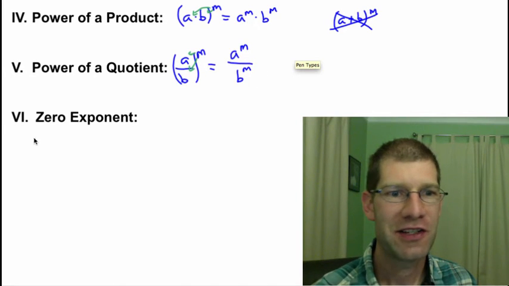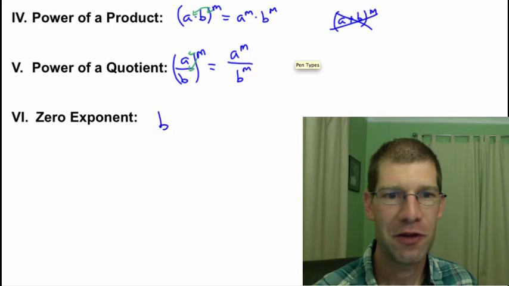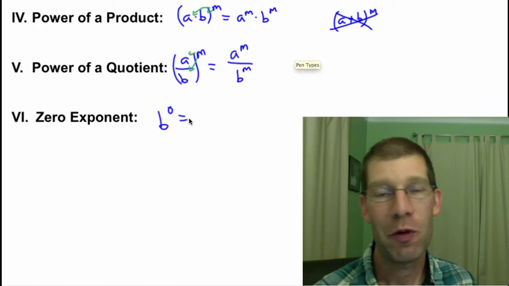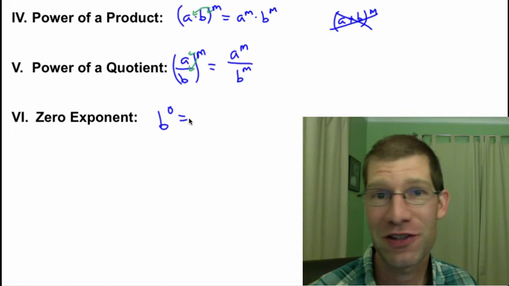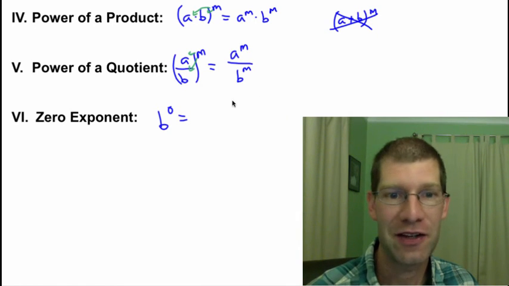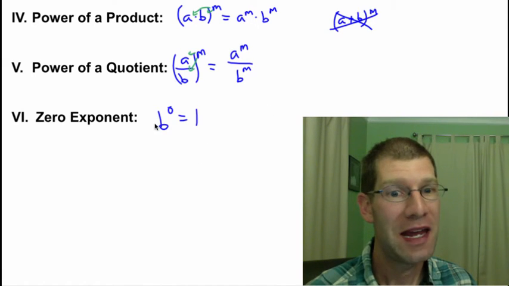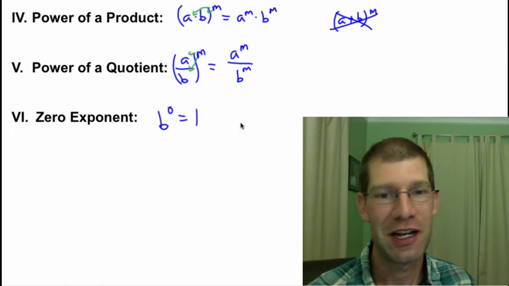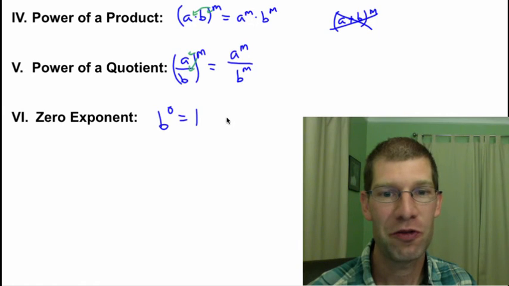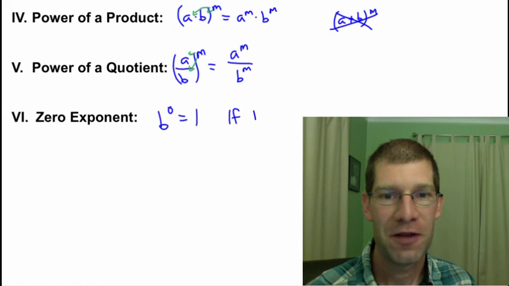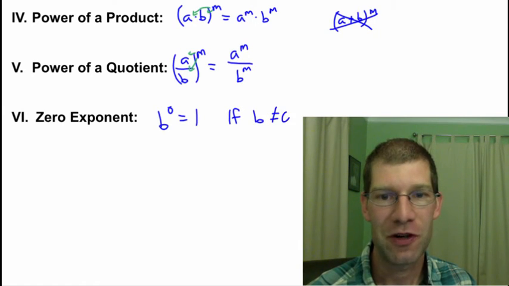All right, the last thing is this zero exponent. What they're saying there is if you have a base to the 0 power, what's that going to equal? When in doubt, try it on your calculator. 5 to the 0, 10 to the 0, pi to the 0. That's going to equal 1. If you do 0 to the 0, you get an error. So I'm going to say b to the 0 equals 1 if b does not equal 0.